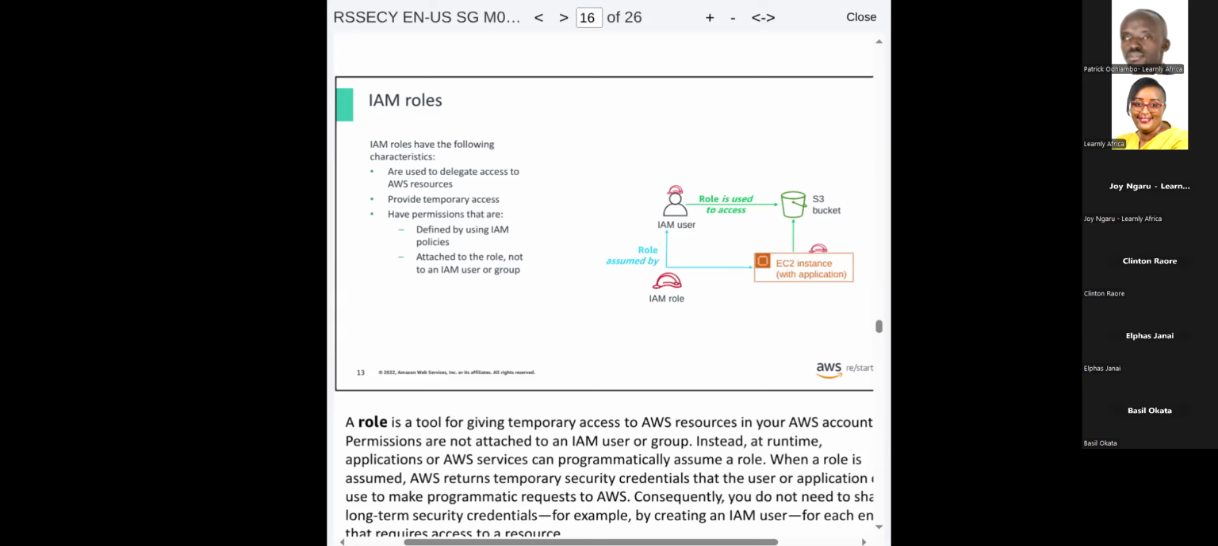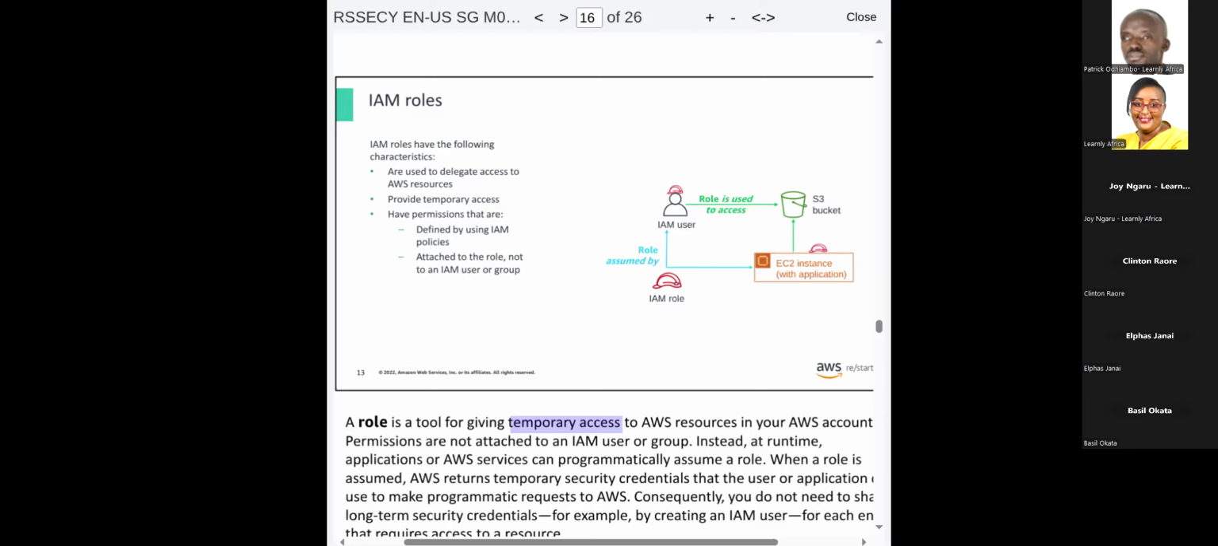Let's move to roles. Now, what are roles? An IAM role is an identity with permissions that can be temporarily assumed by trusted entities to access AWS resources. Now, the thing about roles, it's temporary access. Okay? Remember that if you're writing somewhere, write: role - temporary access, gives temporary access to AWS resources. And you can give a role to a user, to someone.